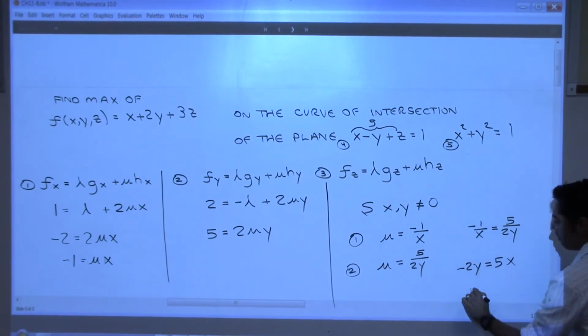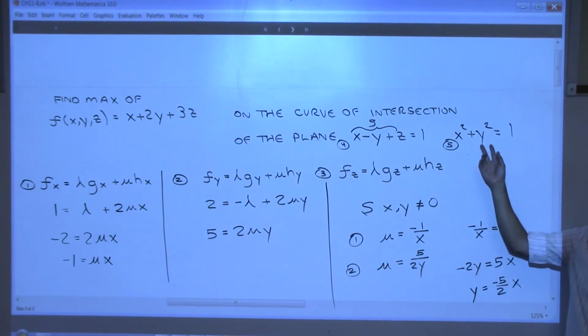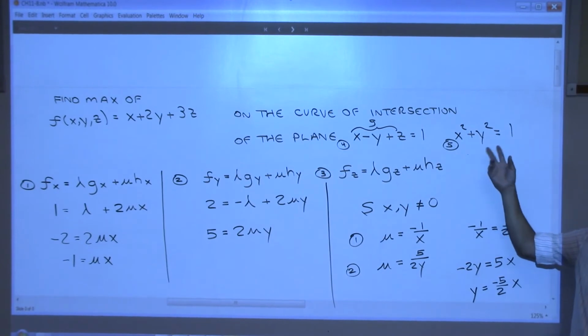How about I solve this for y? Y is negative 5 halves x. Are you all good? Okay, what should I do with this? Take that to the fifth equation, right? Because if I have a relationship between x and y, this equation happens to have x and y in it, right? So I should be able to solve for x here.